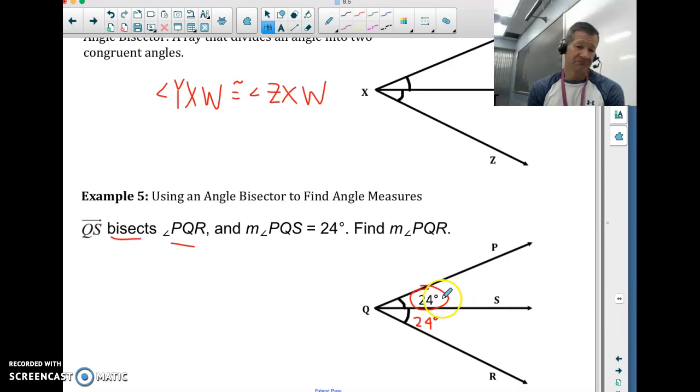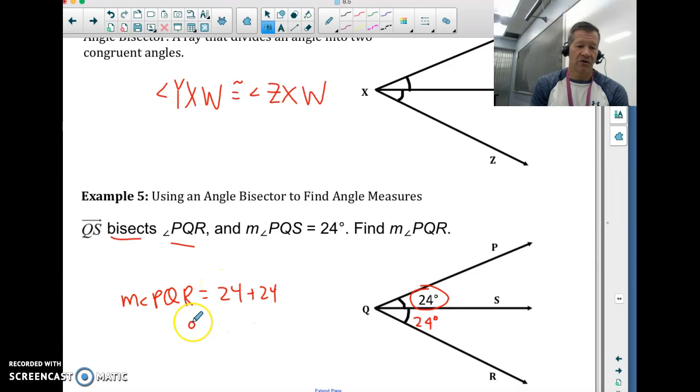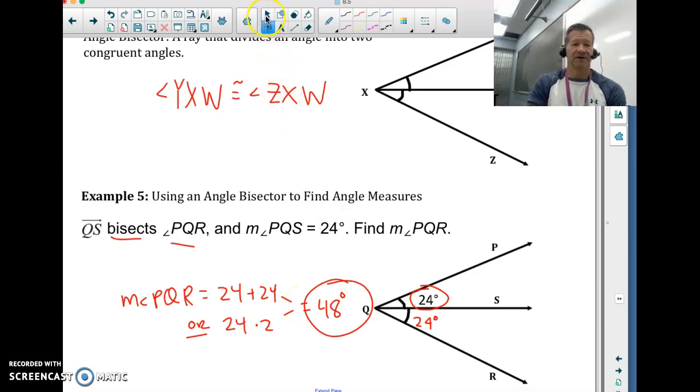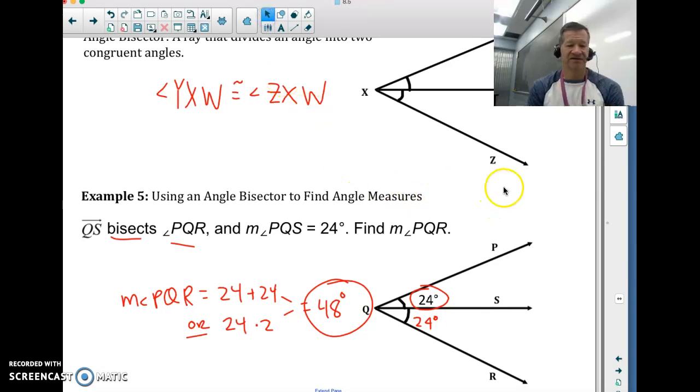Or you can say this 24 is half of this, so 24 times 2, either way. So the measure of angle PQR is equal to either 24 plus 24 or 24 times 2. Either way, that equals 48 degrees. And there you have it. That is using an angle bisector to find angles. All done with 8.5.